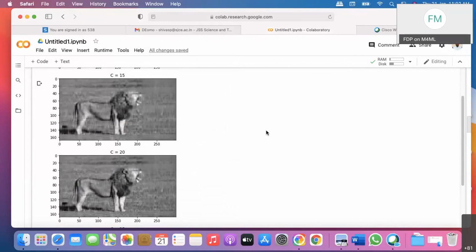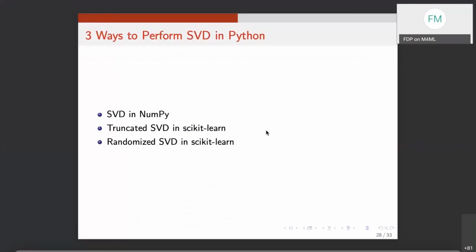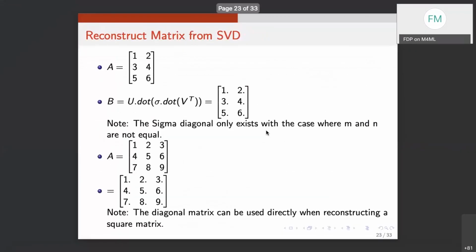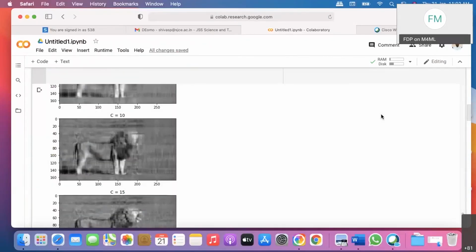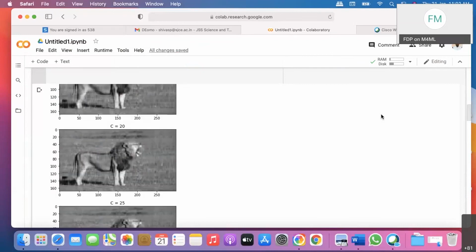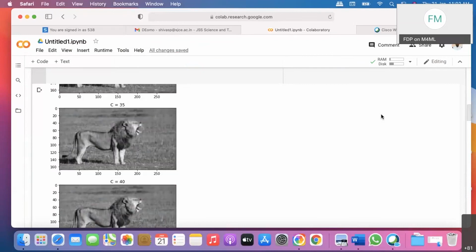If you observe in this particular slide, sigma 1, U1, V1, that's for one image. If you want to refine that, again plus sigma 2, plus sigma 3, plus sigma 4. You can increase these values to obtain this set of values.